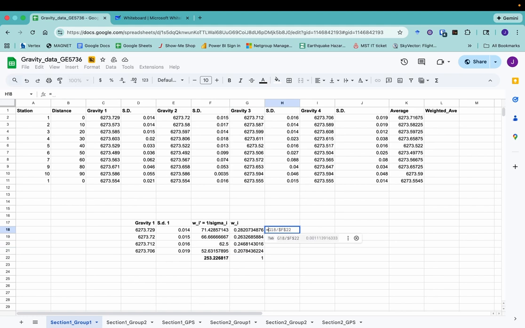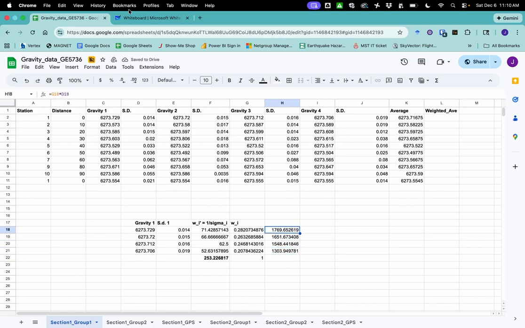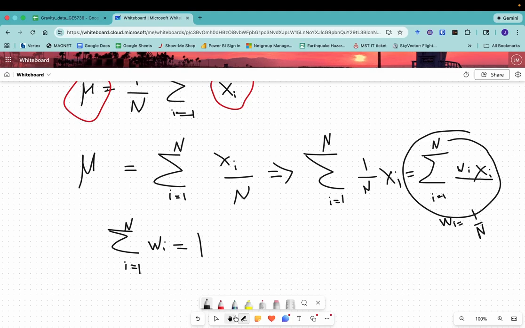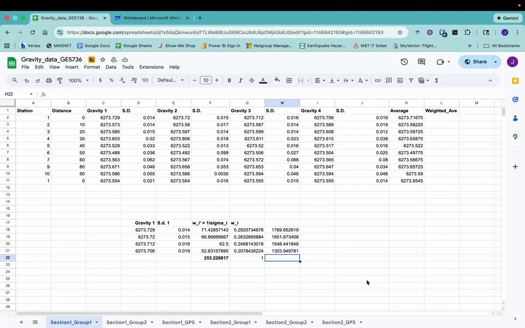We're going to take each weight and multiply it by each gravity value. And we don't need this one here. So now these are our weights times our values. That's this quantity right here. So now we've got the weights, and in order to get our actual weighted average, we're going to sum these up. So we're just going to say sum of those 4 values. And this now is our weighted gravity average.